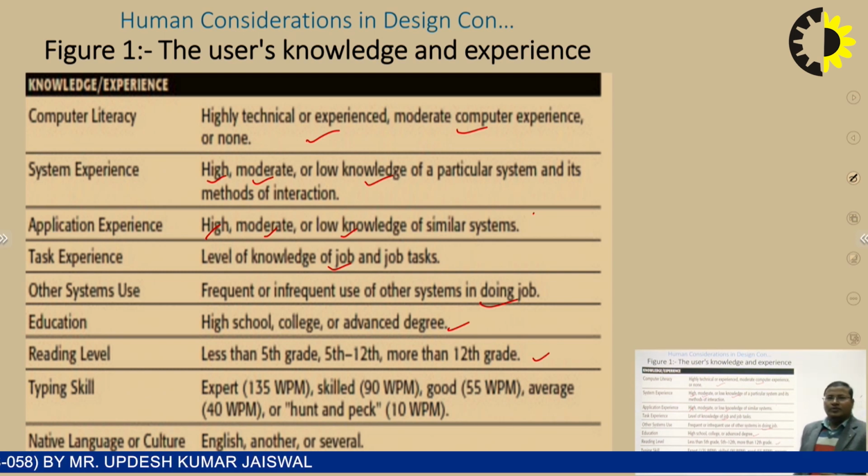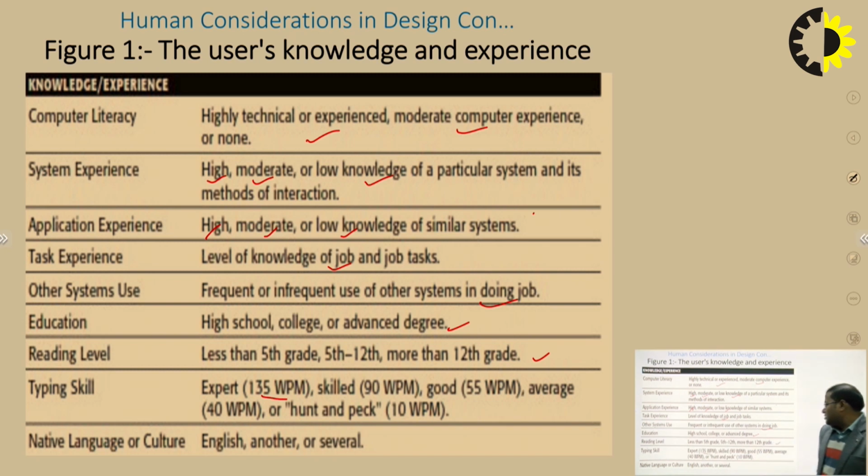If the user is more educated, then the reading level will be high. Typical typing skill: 135 words per minute shows that he is an expert user. For skilled, 90 words per minute. For good, 55 WPM. For average, 40 WPM. And the native language or culture: English, Hindi, Sanskrit, or several languages.